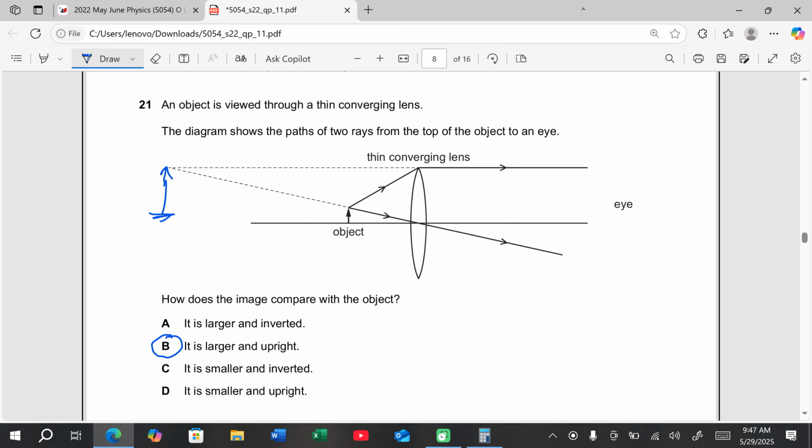If you ever want to check whether the image is real or virtual: if the image forms on the other side of the lens somewhere here, that's going to be real, but since it's forming on the same side where the object is, it is going to be virtual.